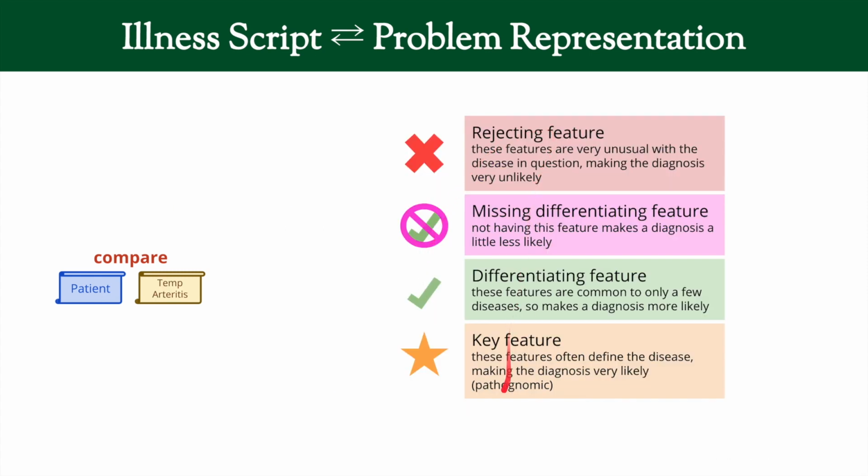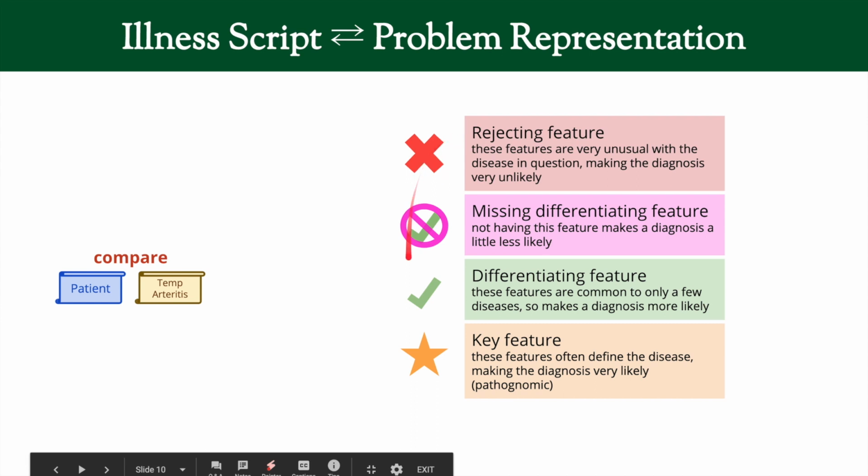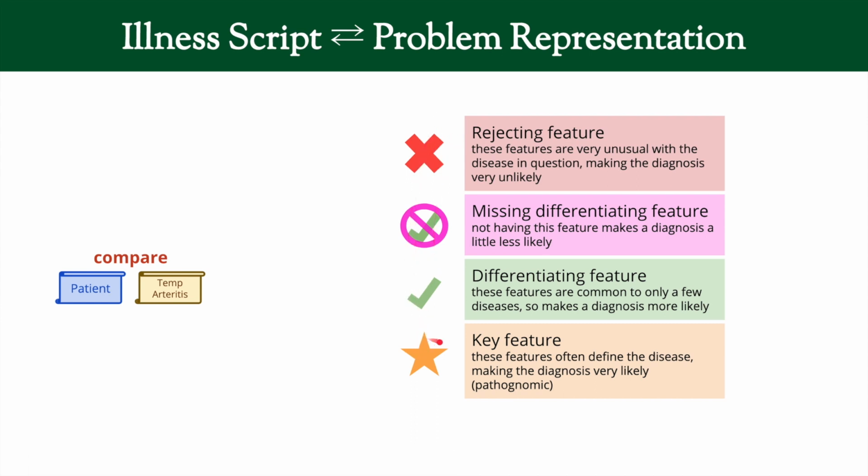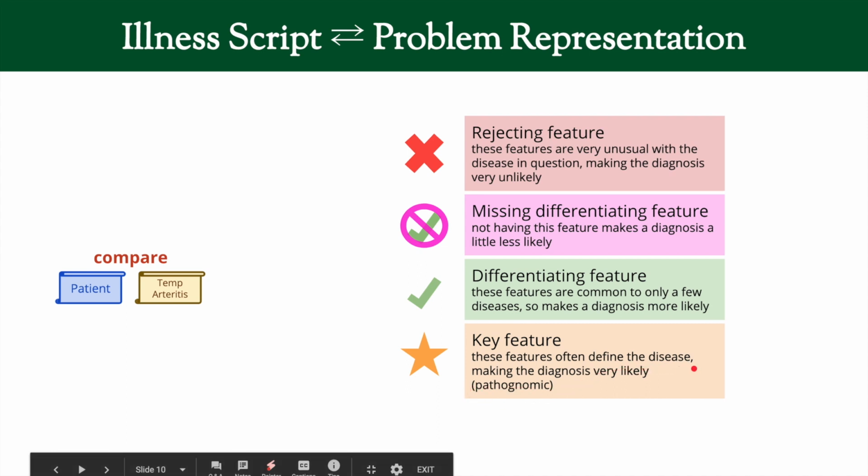Okay, so I'm going to go through a couple examples here. And here is a key that we're going to use. So a key feature we'll designate by a star. A rejecting feature here are features that are very unusual in the disease in question. So if a patient has this, the diagnosis is pretty unlikely because that disease very unlikely has that. Missing some differentiating features makes a disease less likely. Having some differentiating features makes the diagnosis more likely. And having key features, those pathognomonic features, makes a disease very likely.